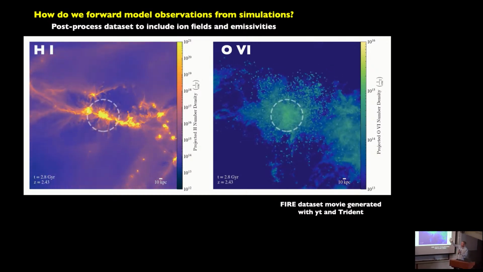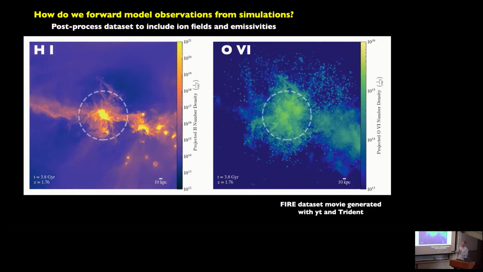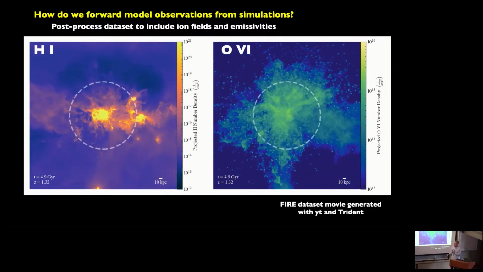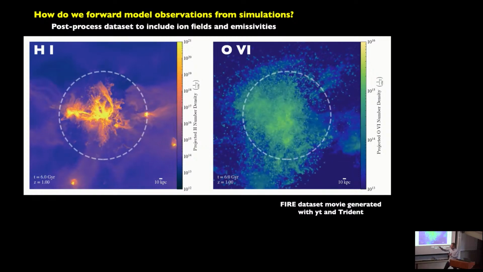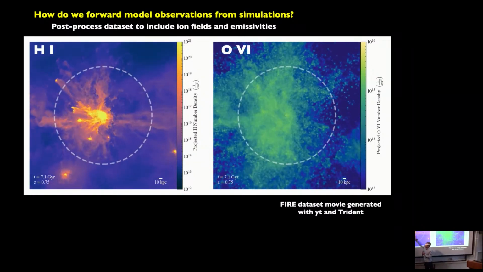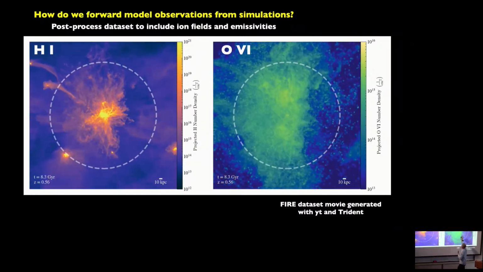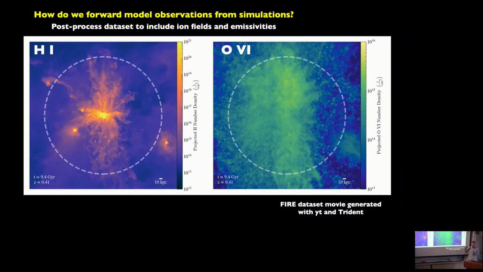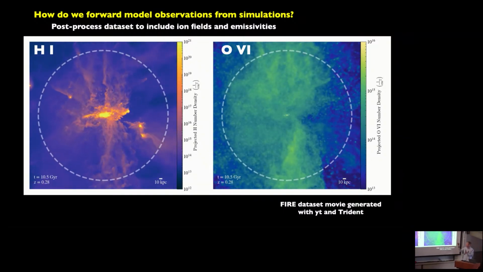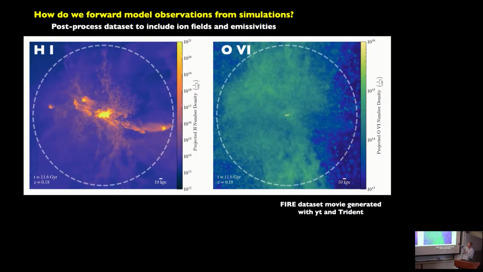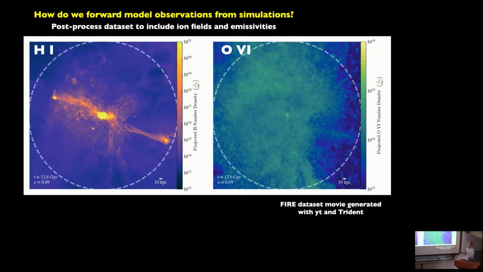And you can see very different behavior between these different ions relative to the scalar fields that we had initially. The neutral hydrogen follows this cool filamentary gas, and the oxygen-6 sits in hotter, more diffuse gas that is more isotropic and homogeneous.